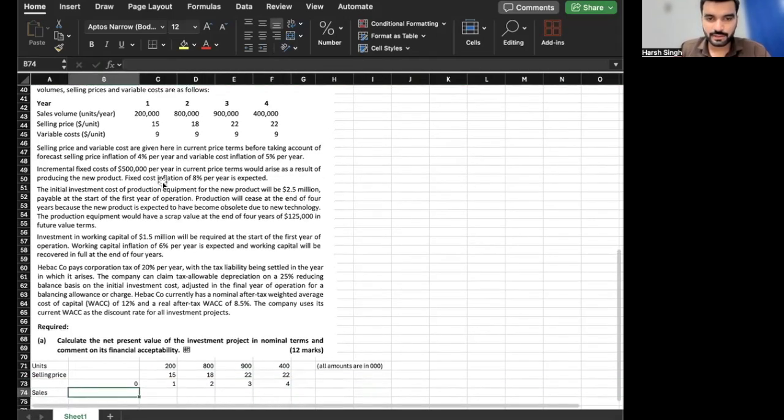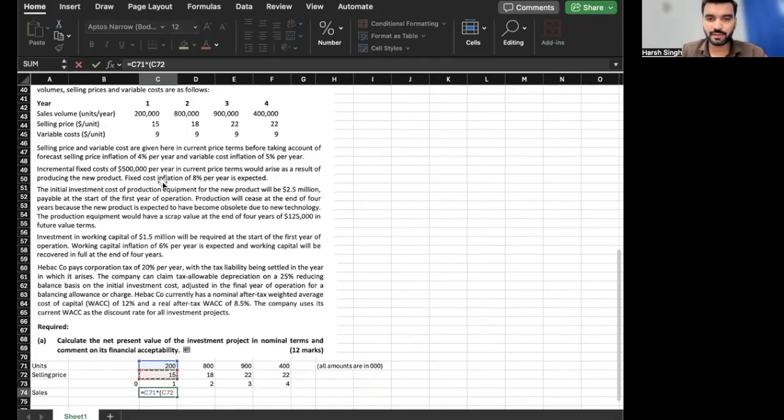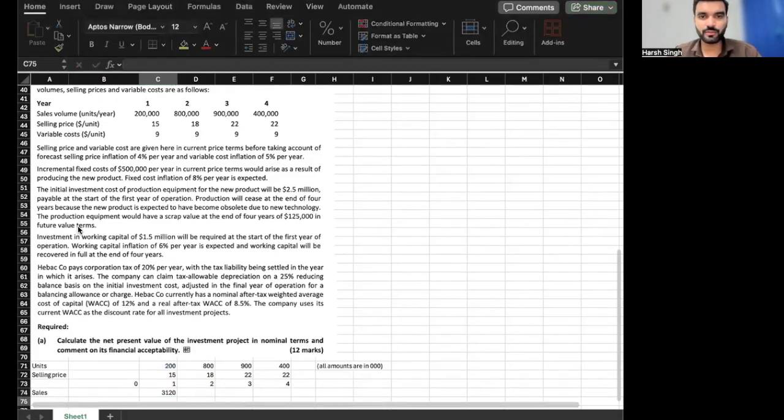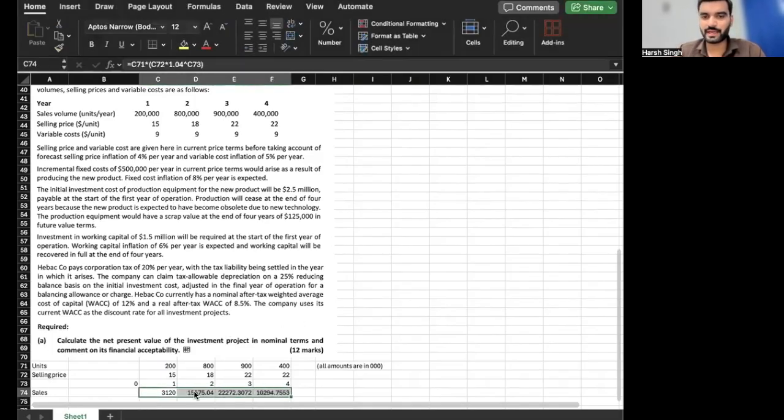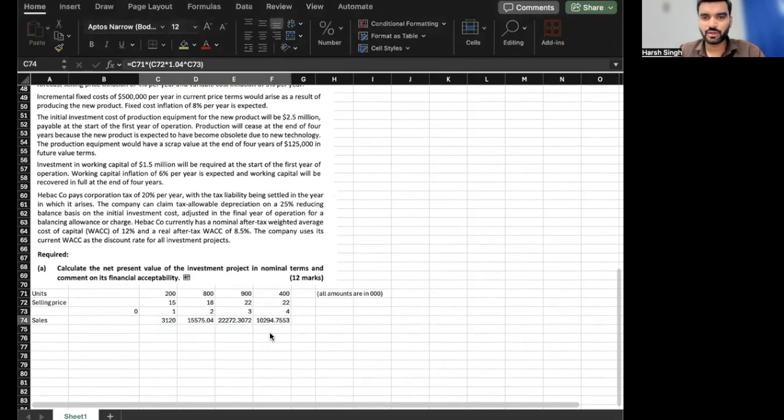Okay. Sales will be equal to units multiplied by, in brackets, selling price multiplied by, what is the selling price inflation, everyone? 4%, so 1.04 raised to the power 1, bracket close. So the first one would be 3120. Okay, now I just need to drag it. I don't need to do anything else. I just need to drag it, everyone. It made things very easy for me.